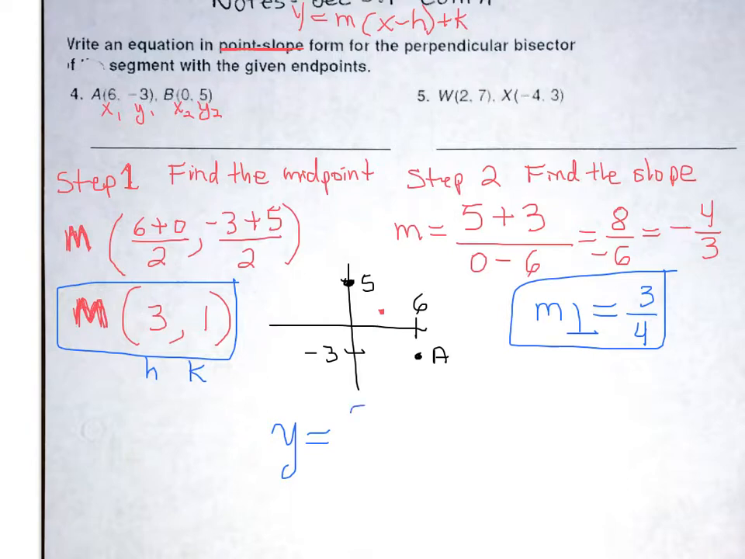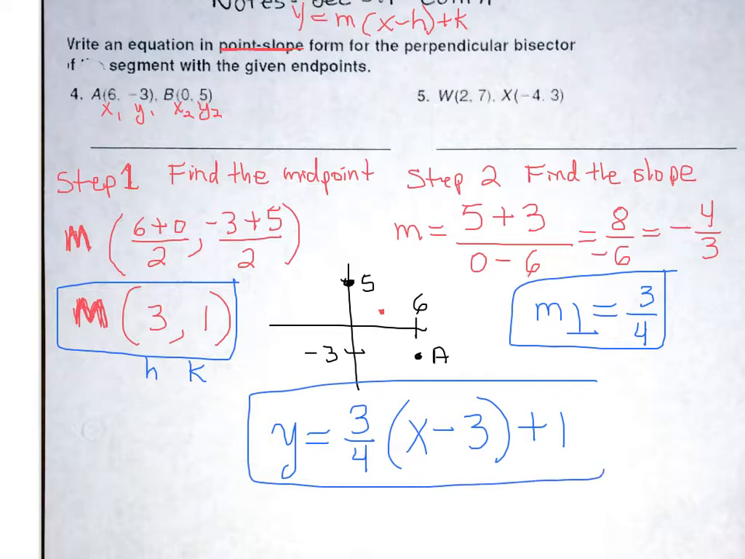So once you have those two pieces of information, all you've got to do is put it into the equation. y equals the slope, which is 3/4, parentheses, x minus h, and h is 3, plus k, and this is the answer. That is the equation of the line in point-slope form. Notice that here they don't want the equation in slope-intercept form, which is mx plus b. Otherwise, you would have to distribute the slope and then simplify a little more. But in this case, we just leave it like that.